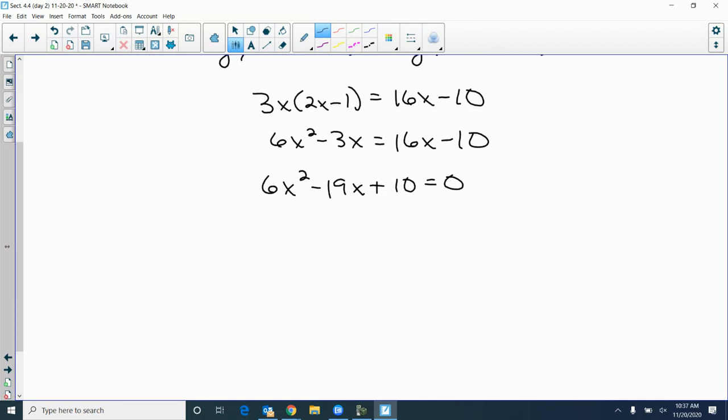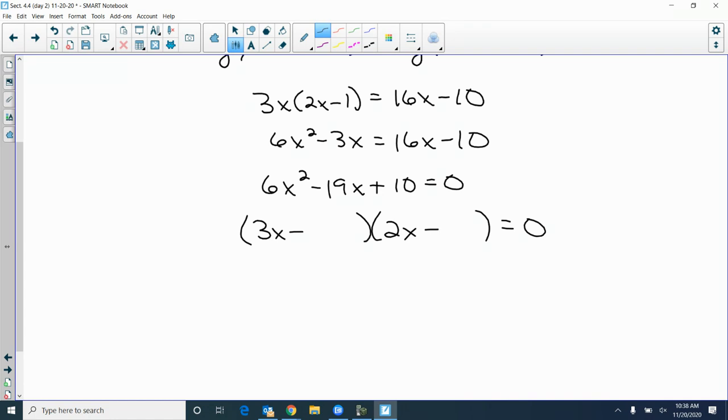I'm going to factor this into 3x and 2x. That's going to be my first instinct. It doesn't guarantee it's right because it could be a 6 and a 1, but that's usually the first instinct. What signs do we have to have, though? They both have to be negative, because I have to multiply to get a positive and yet add to get a negative in the middle.